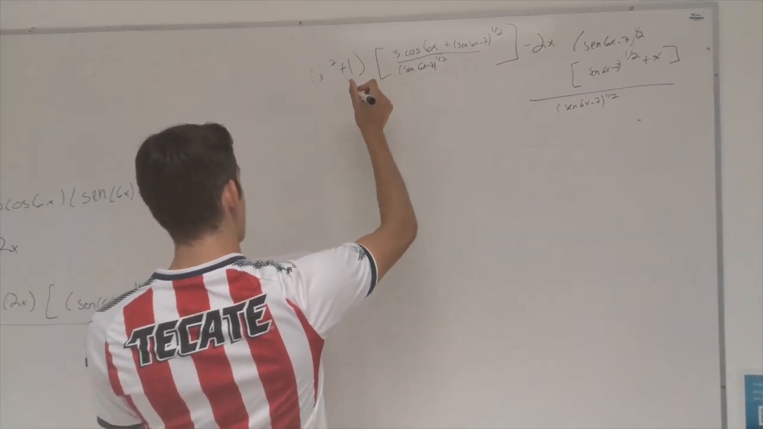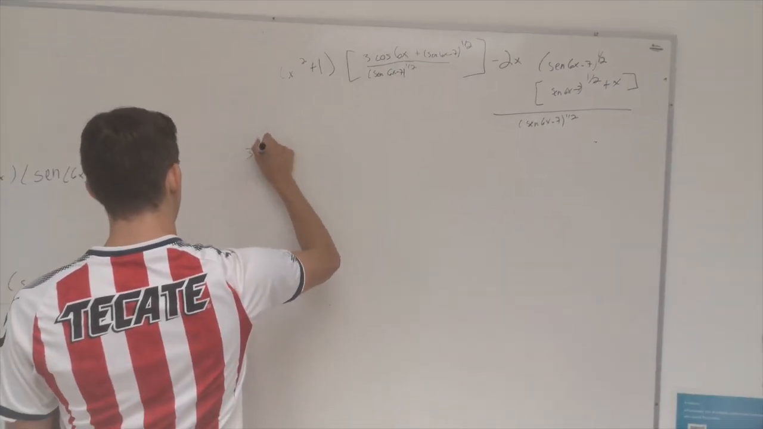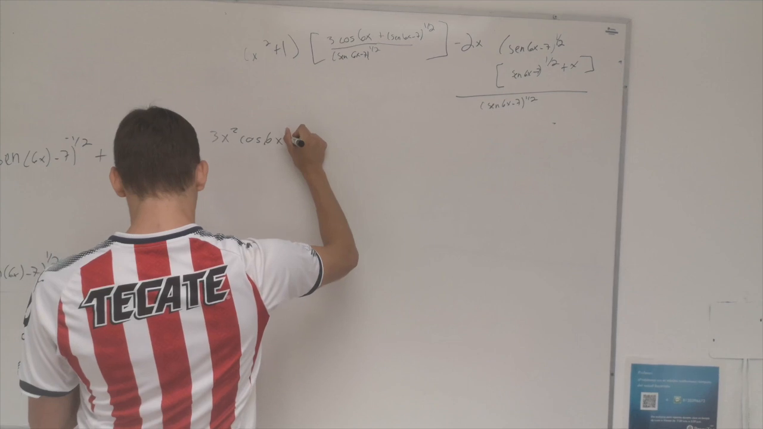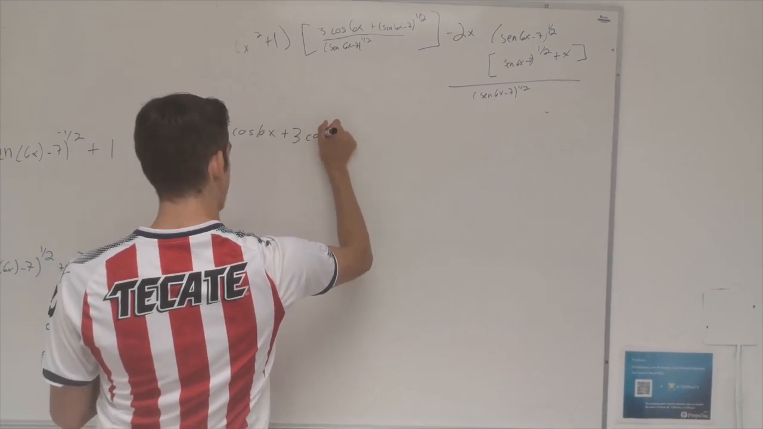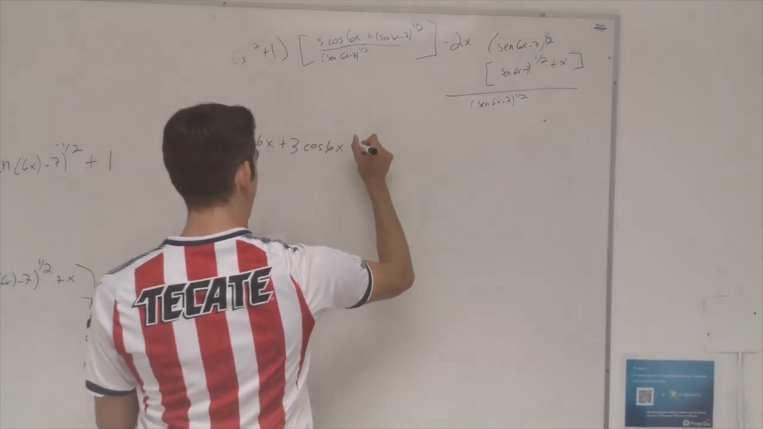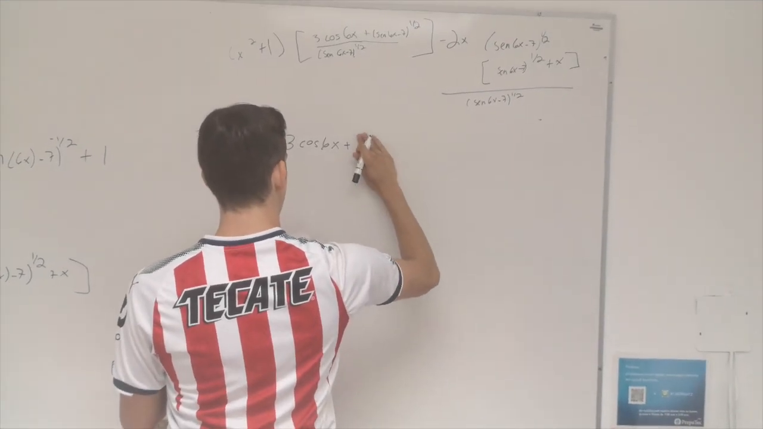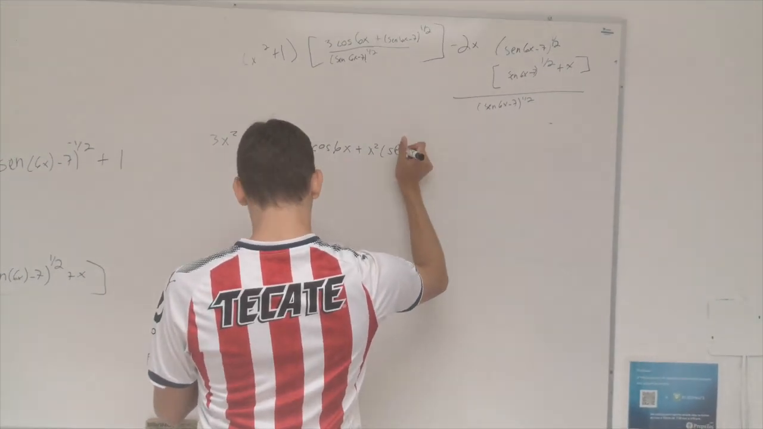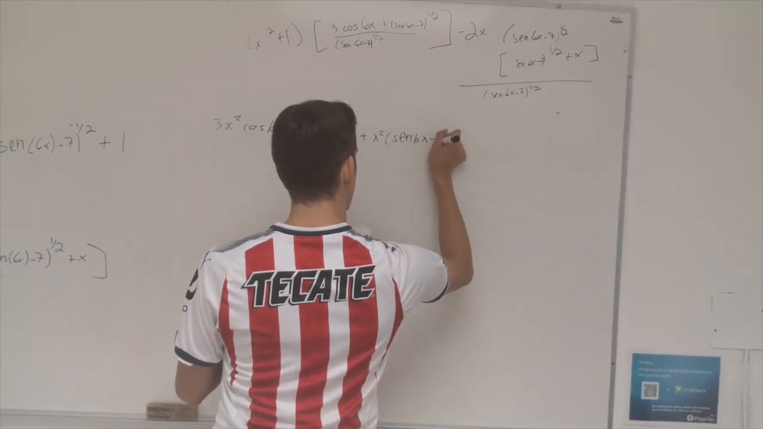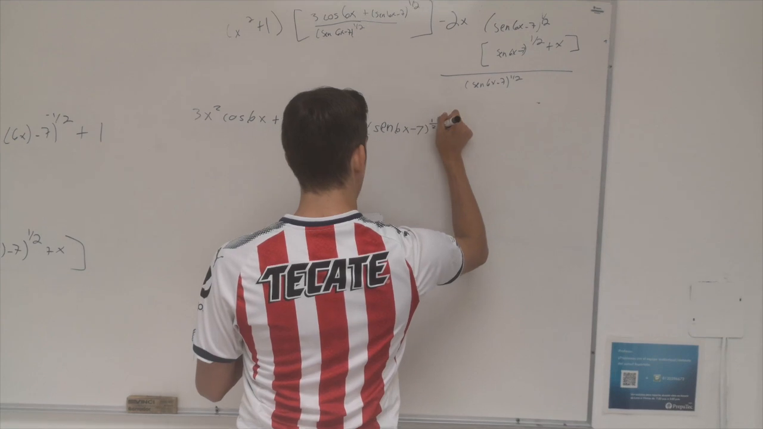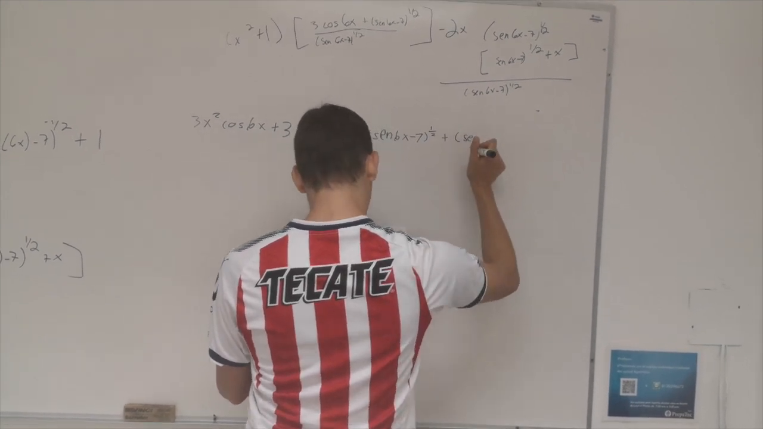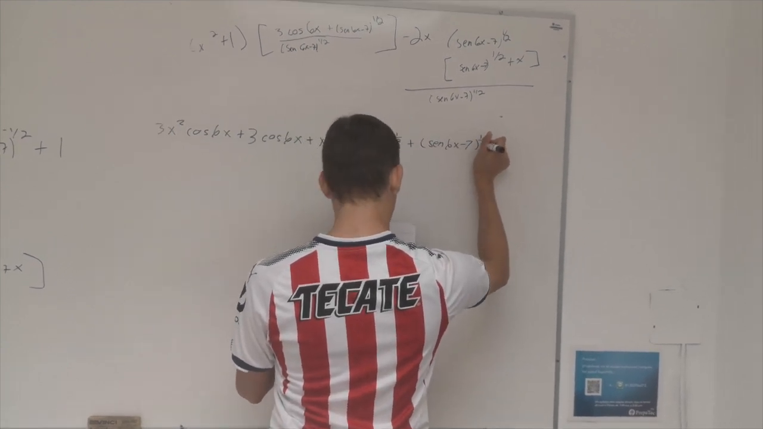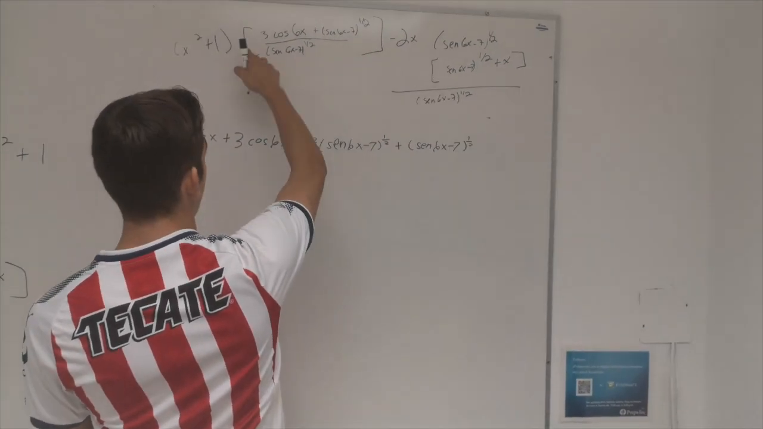So for the first one, you will end up having 3x squared cos 6x plus 3 cos 6x plus x squared times sin of 6x minus 7 to the 1/2 plus sin of 6x minus 7 to the 1/2. And then this is already all of this multiplied.